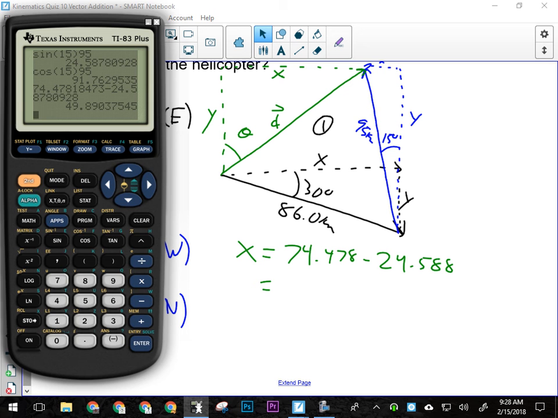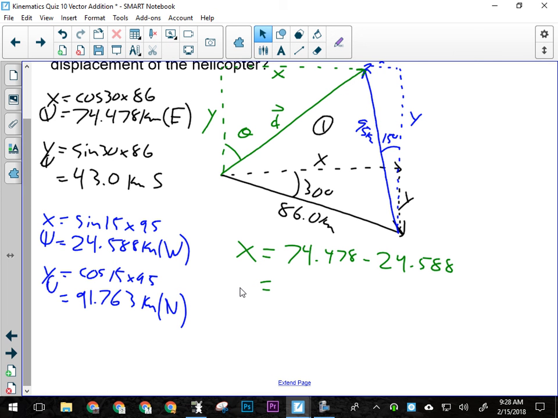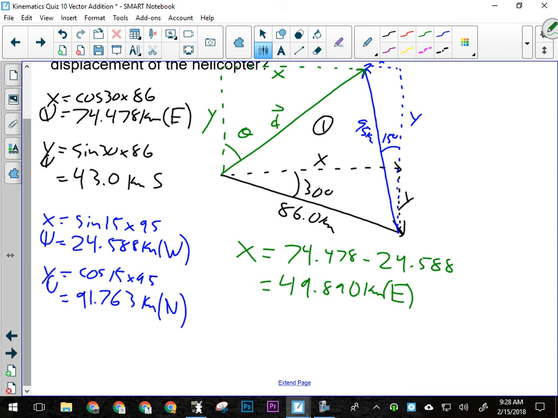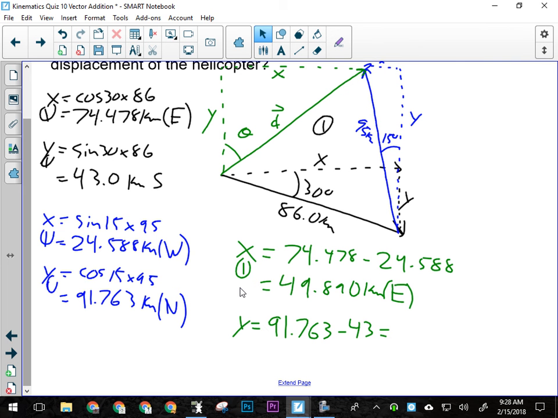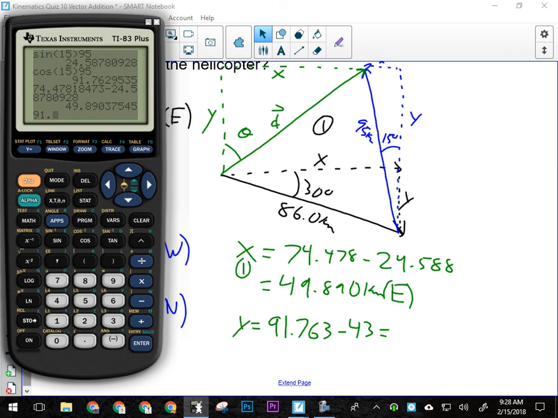All right, so we got 49.0890 kilometers, and that ends up being east. 1 mark for that. Okay, for y, I'm going to make north positive. The bigger number north is 91.763 minus 43. Okay, it's 48.763.